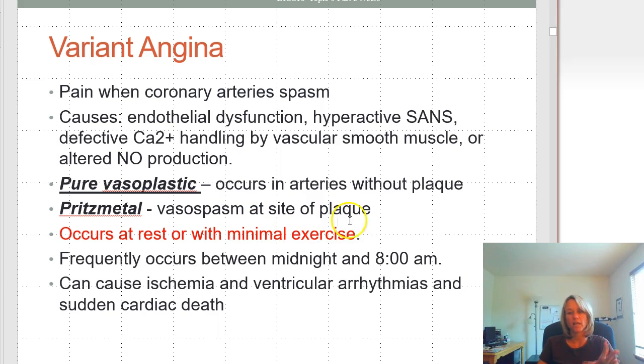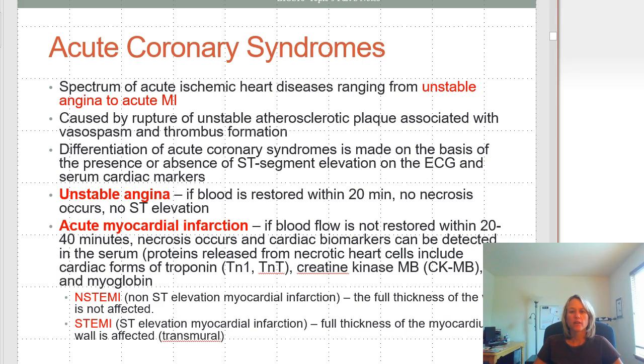So maybe you even had a site of stable angina, and then we get vasospasm that creates this variant type angina. This variant angina can occur at rest or with minimal exercise, and it often occurs between the hours of midnight and 8 a.m. This can lead to arrhythmias and sudden cardiac death, so this is also very important to keep on top of. Okay, so now we're going to look at the acute coronary syndromes.